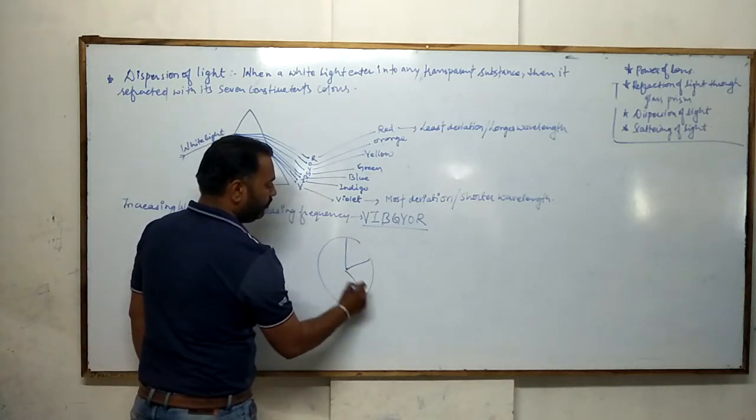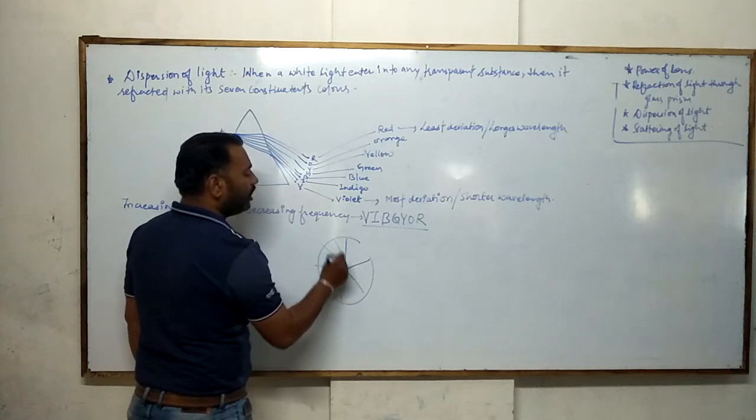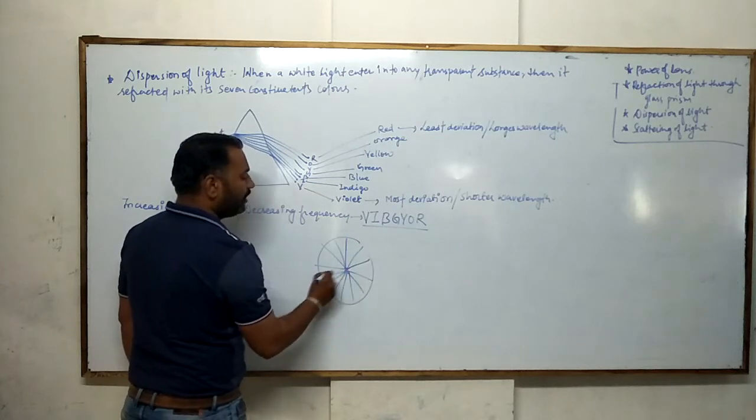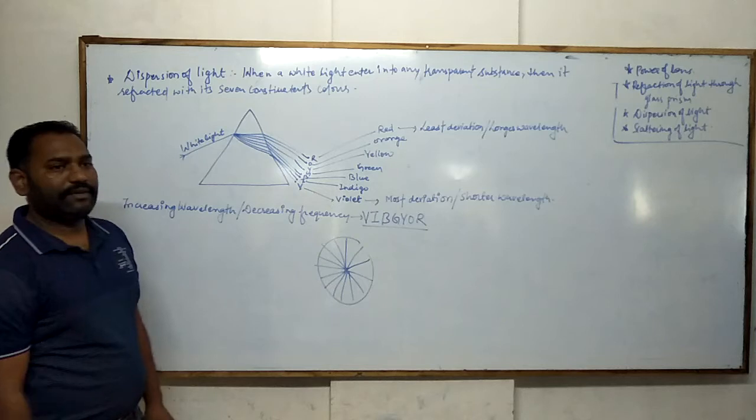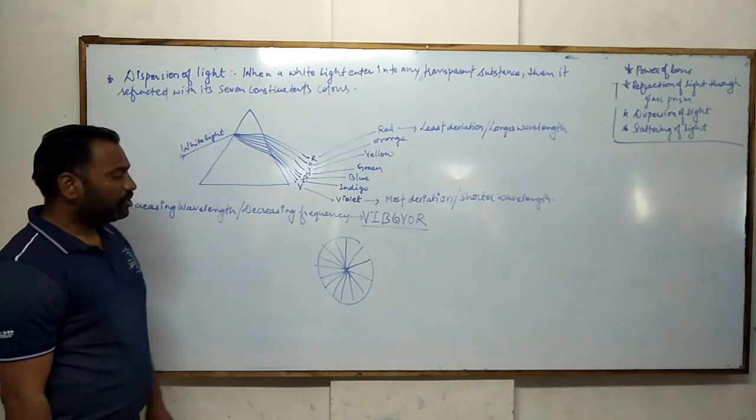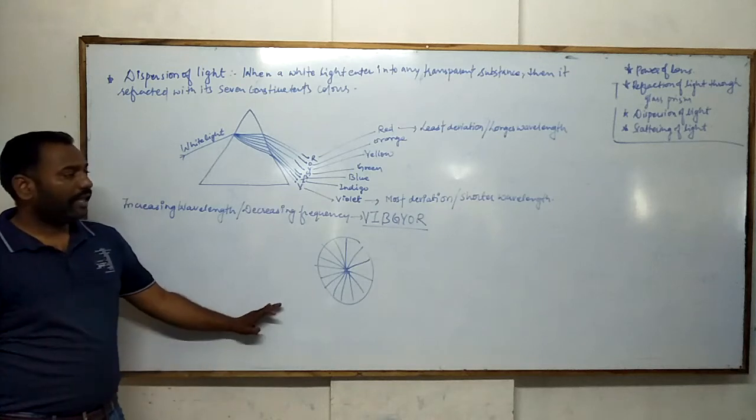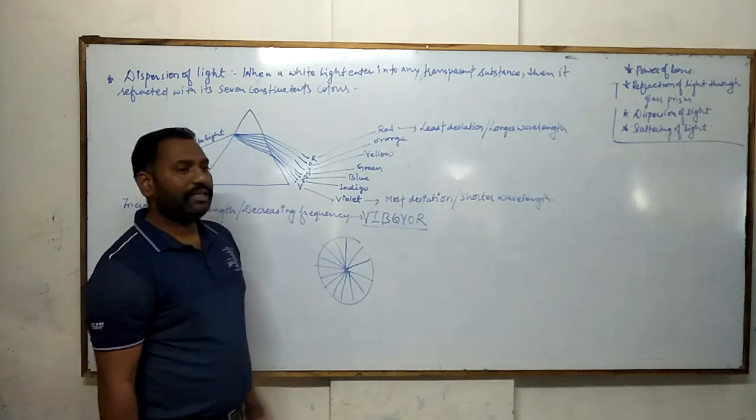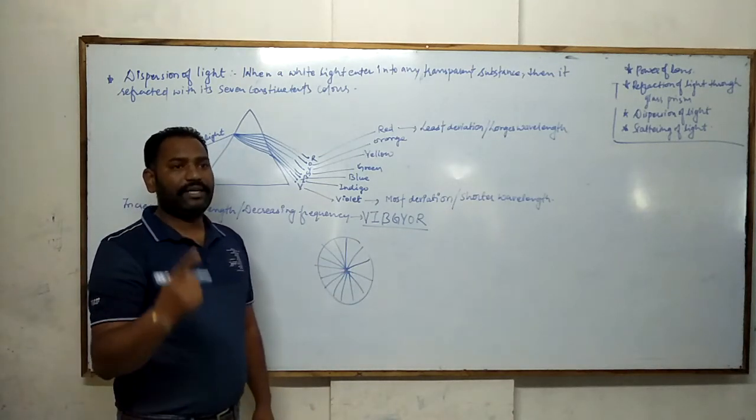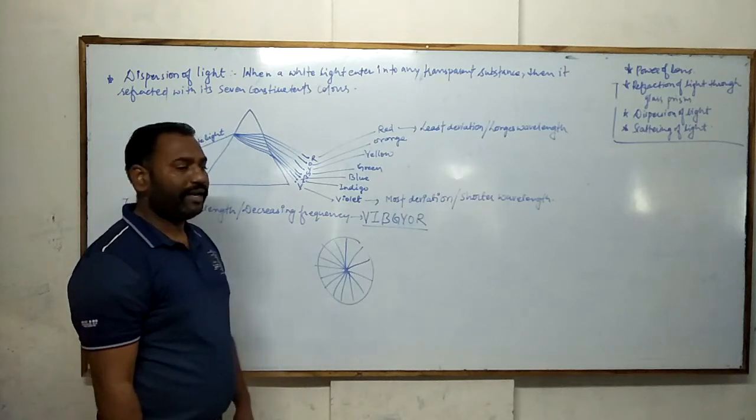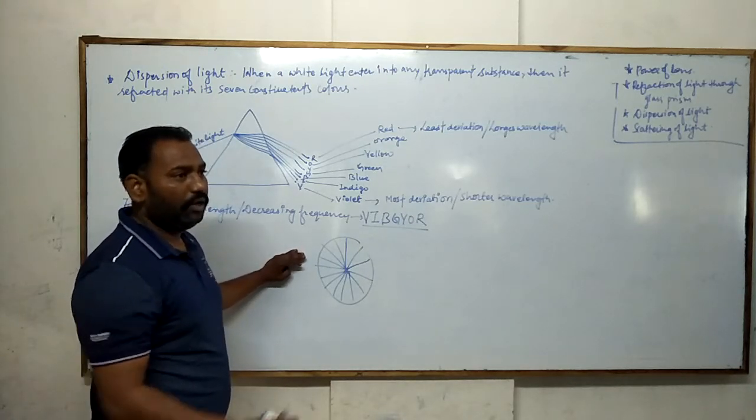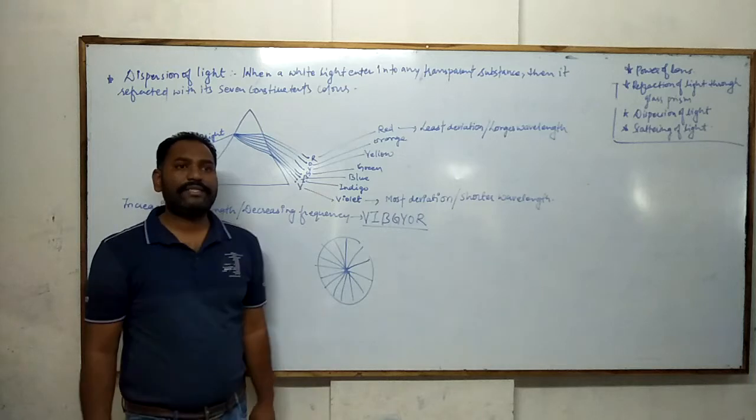You have seen it this way: each color has 2 parts, so 7 colors make 14 parts. When it rotates at a minimum speed, all these colors are seen in the form of one color, that is the white light. So it shows that one white light is made up of 7 colors.